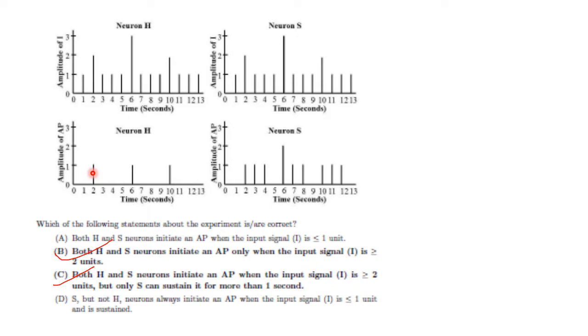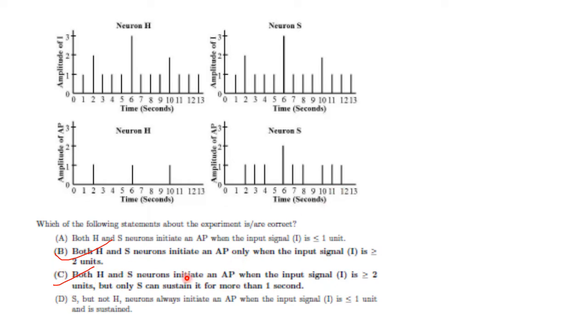At time 2 seconds you get an AP, at time 6 seconds also you get an AP, and at time 10 seconds also you get an action potential. So at this particular value of I, that is 2, you get an action potential for neuron H. Similarly for neuron S also, at 2 you get, then at 6 you get, and at 10 also you get. But you can see other lines also at 3, 4, 7, 8, 11, 12 seconds. That will be discussed in the next option.